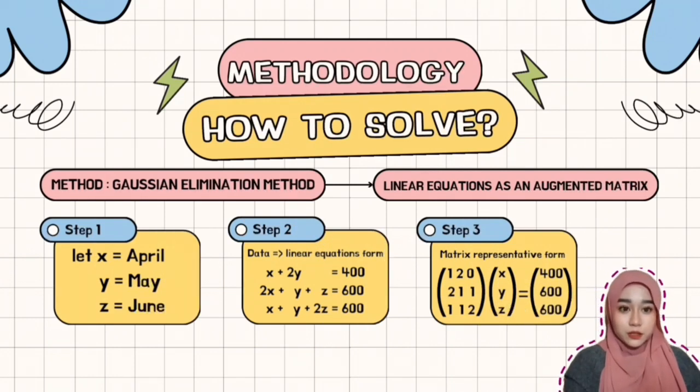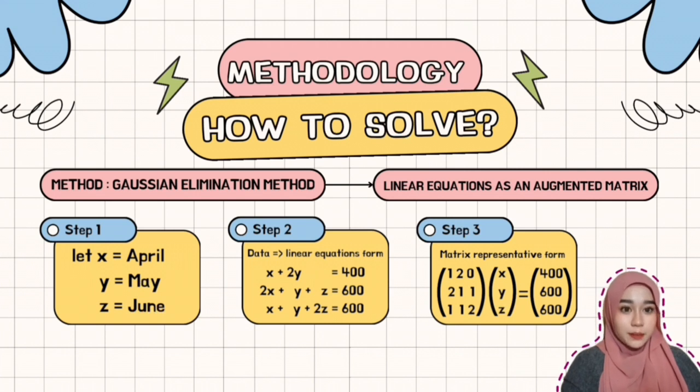Next, I'll be explaining the methodology, which is how to solve the case study. With this question, we'll be using the Gaussian elimination method. With this method, we need the linear equations as an augmented matrix, which means we can start by letting x be a variable for April, y for May, and z for June. The second step is we need to compile the data and turn that into linear equation forms. So there will be 3 of them. The first one is x plus 2y is equal to 400, the next one is 2x plus y plus z is equal to 600, and the third one is x plus y plus 2z is equal to 600.